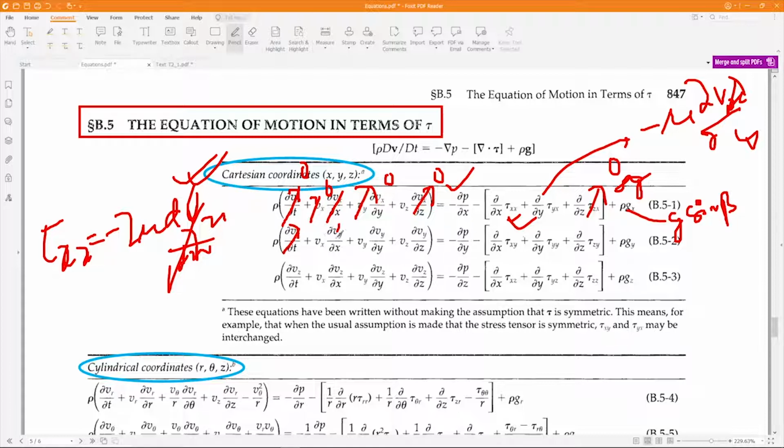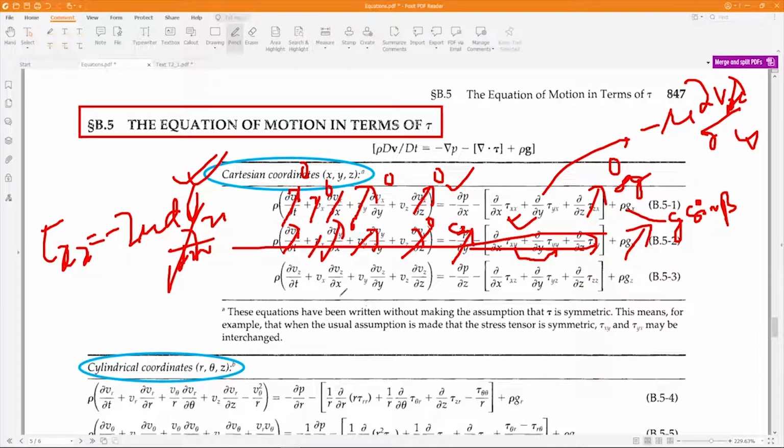Again, Vy is 0, this is 0. Because Vx is 0 and Vy is also 0. Vy is 0, so everything goes down. There is no pressure gradient in y direction, so 0. Again, these all components will have Vy, so all will be 0, and there is no component of gravity in y direction, right? So 0. So this equation will not give anything. So 0 equal to 0.